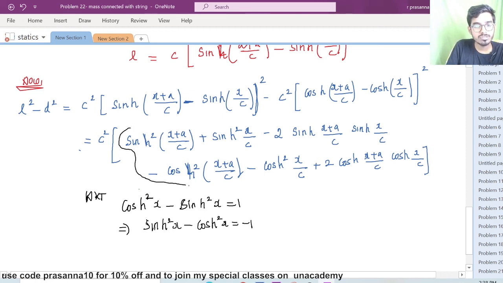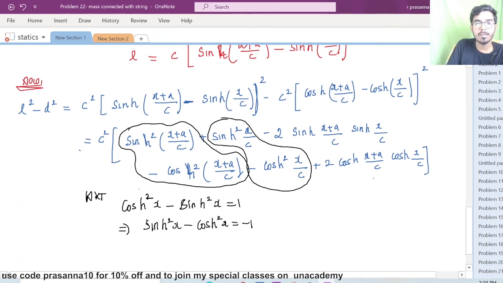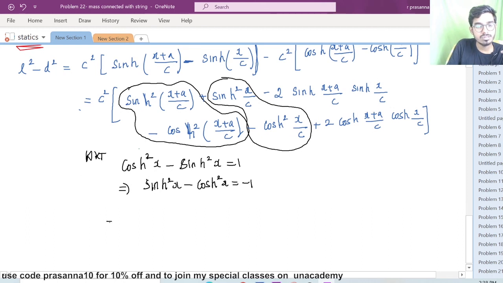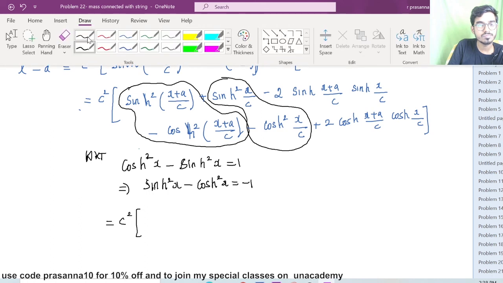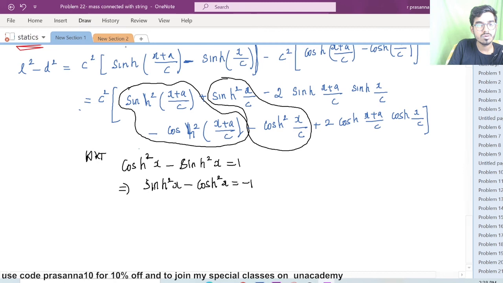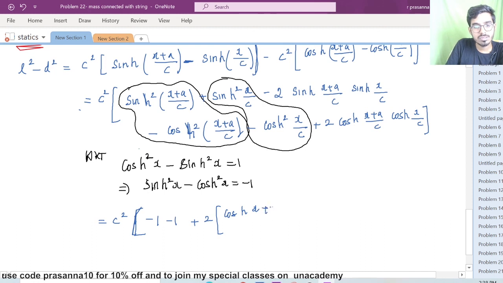Now can I apply this here? Sinh square x minus cosh square x, so both terms will be minus 1, right? Instead of x we have x plus a here, and here instead of x we have x by c. So if I apply this result, this will be equal to c square times minus 1 for each. Here I'm going to take 2 common. If I take 2 common here, we'll have cosh of x plus a by c, cosh of x by c. And here we will have minus sinh of x plus a by c, sinh of x by c, right?